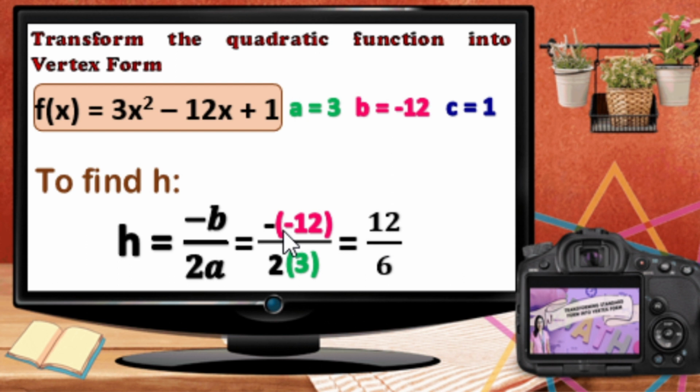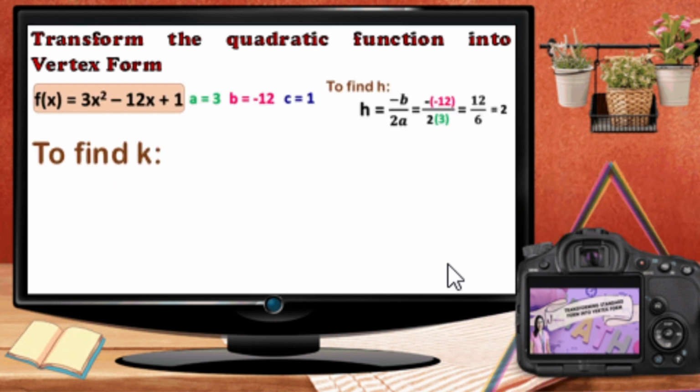Saan galing yung 12? Negative times negative 12 is positive 12. And then, 2 times 3 is 6. Then, simplify further. 12 divided by 6 is 2. So, therefore, the value of h is 2.